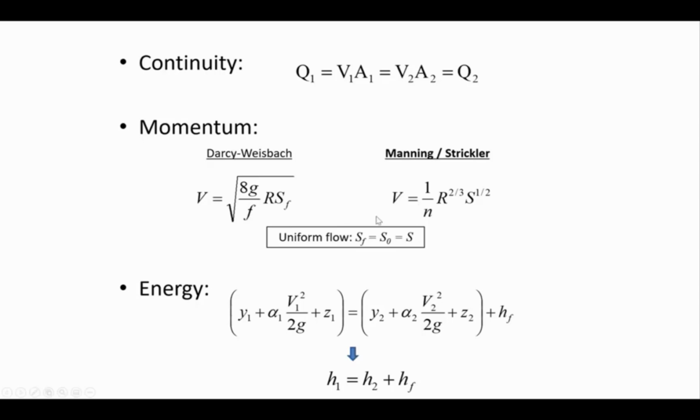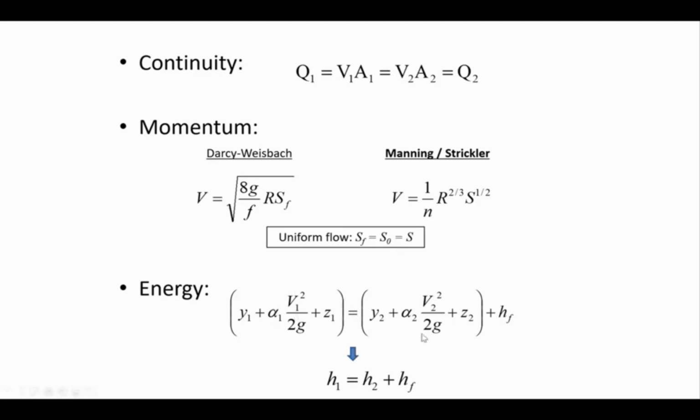If you have uniform flow, that means that the slope of the energy grade line is the same as the slope of the bottom of the channel, and that's the same as the slope of the water surface. So all three of those are parallel to each other. Those three surfaces are parallel if you have steady, uniform flow.